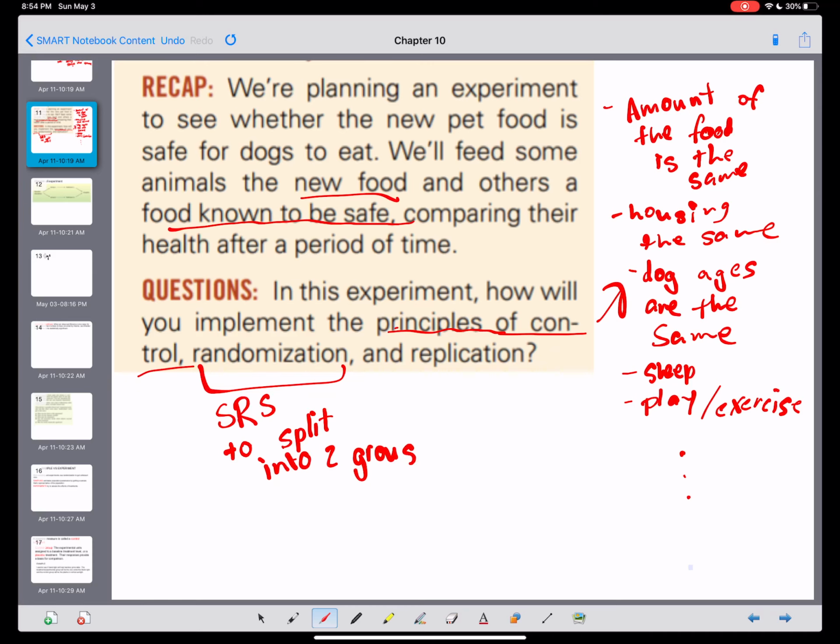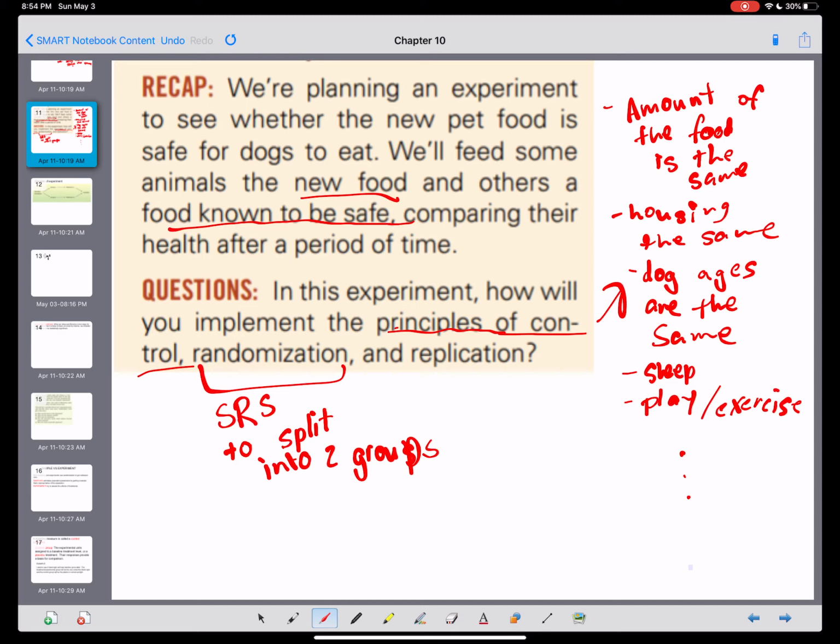You can give each dog a number, and pick numbers from a hat. As long as you have some sort of system, the first 10 numbers are going to be the new food, and then the rest are going to be the safe food, right? So you want to randomize.